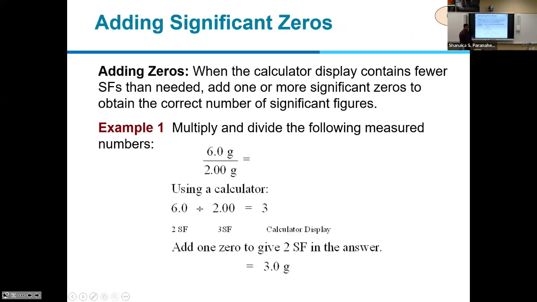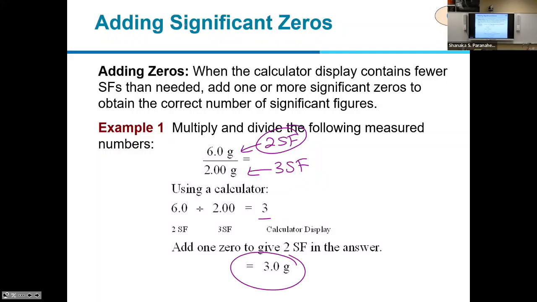Okay, so sometimes you might need to add a zero to get the appropriate number of significant digits. If you type 6.0 divided by 2.00 on your calculator, your answer is 3. But based on the significant figures rule, we have two significant figures for 6.0 and we have 3 for this. So the fewest is 2. We have to write 3 with two significant digits, so it should be 3.0.